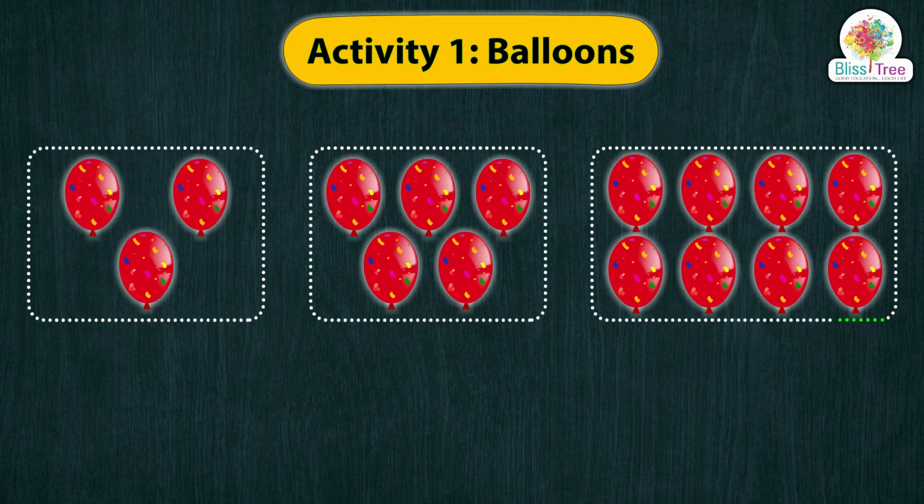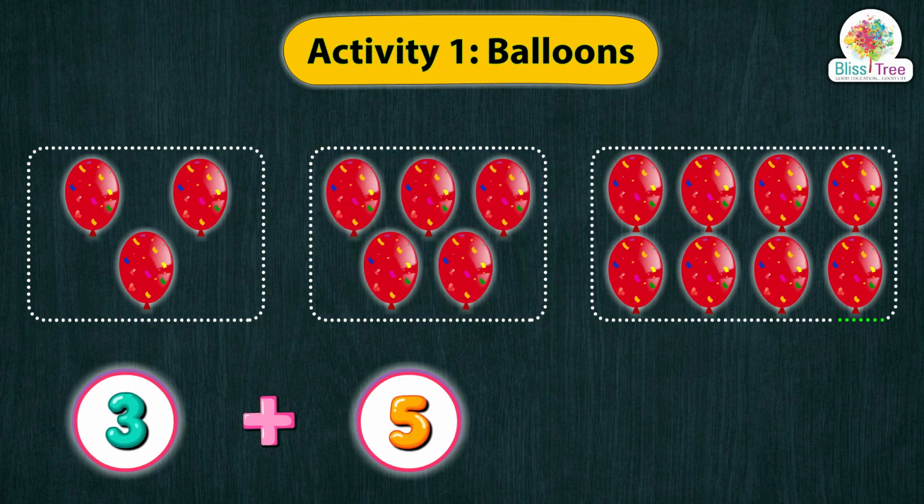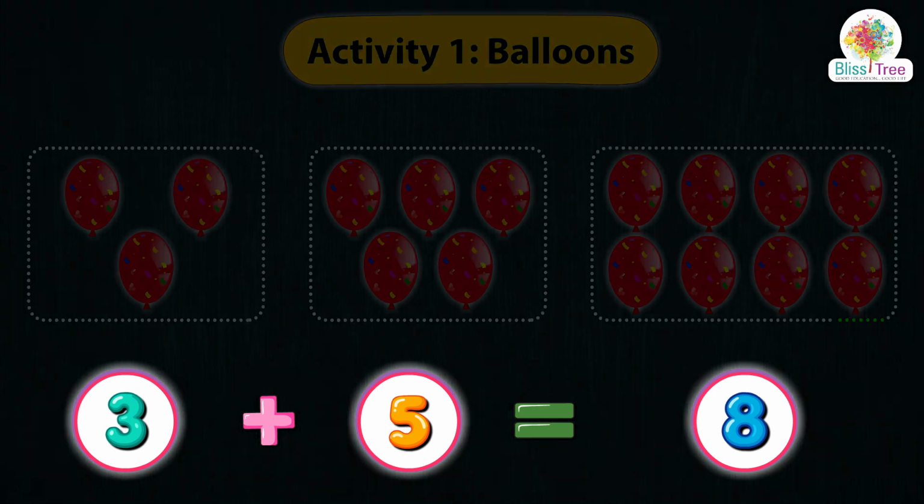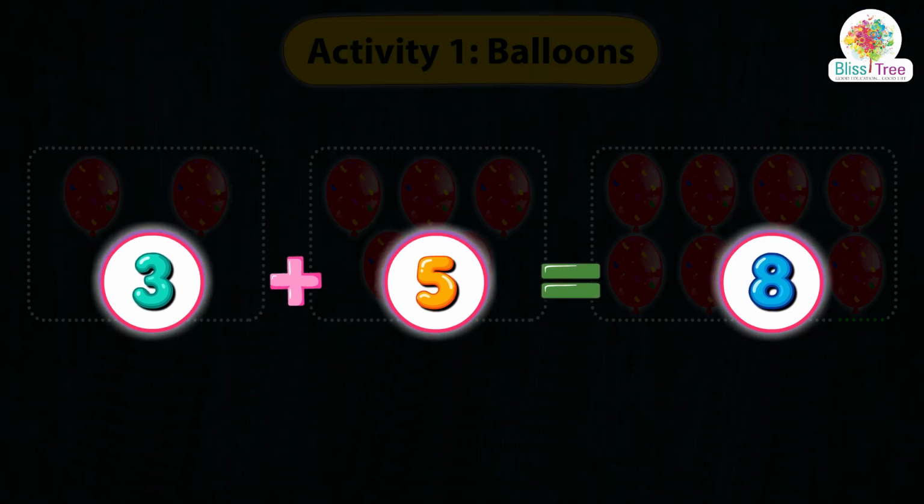The first group has 3 balloons, and the second group has 5 balloons. When we put them together, there are 8 balloons in total. So we say 3 plus 5 equals 8.